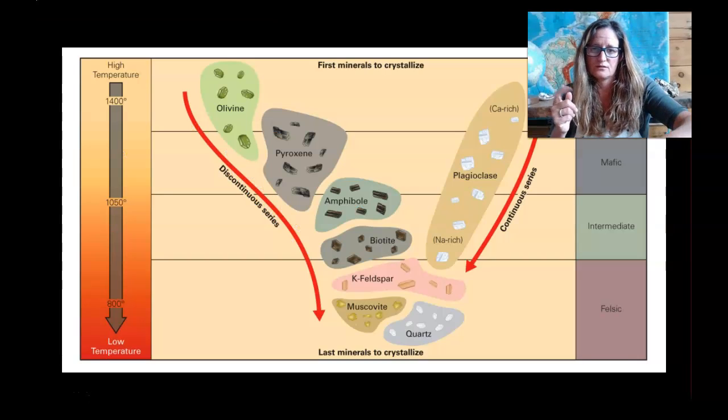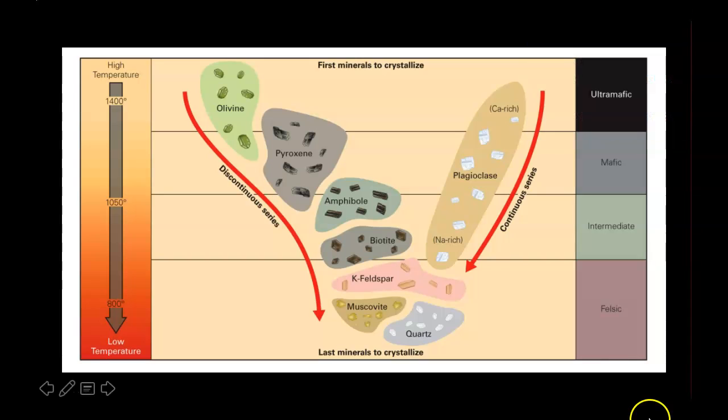Okay, here it is. On the right, there's that classification of the different magmas. Ultramafic at the top, mafic, intermediate, felsic. On the left side of the picture is the temperatures going from a high temperature, 1400 degrees, down to low temperature, 800 degrees. In the middle of the diagram, on the right side is the continuous series showing the order of crystallization of the plagioclase from a high temperature calcium-rich plagioclase down to a sodium-rich plagioclase.